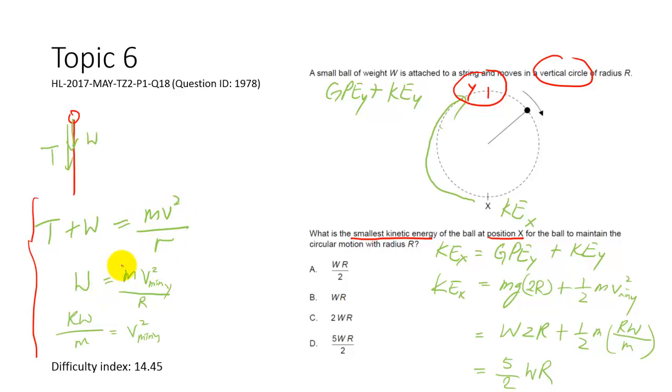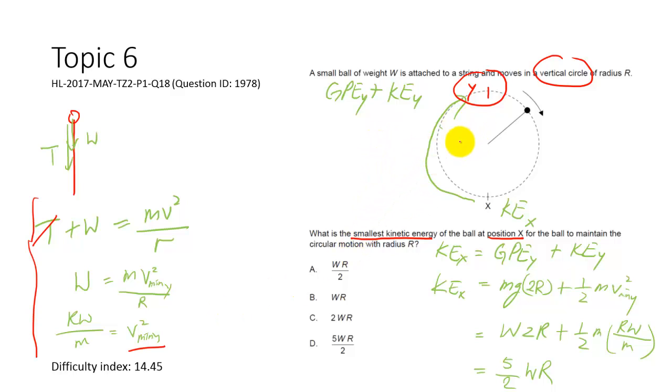And so in the worst case, where you have the V as minimum at the highest point, tension would be 0. So therefore, only weight is the one that helps you do circular motion. And if you rearrange the equation, you can get the minimum V you have at the top, with the square equal to the RW over M.